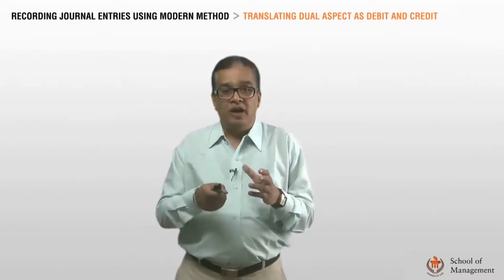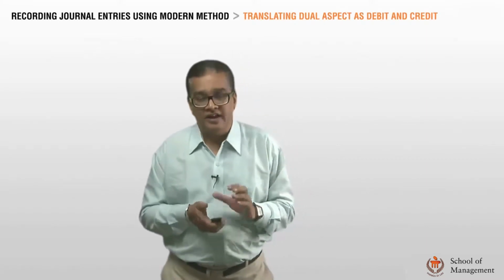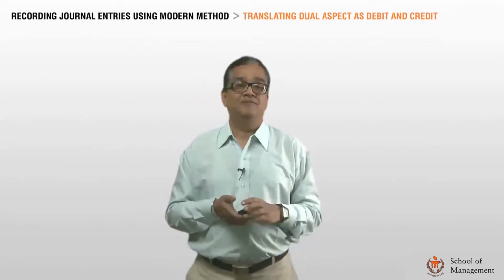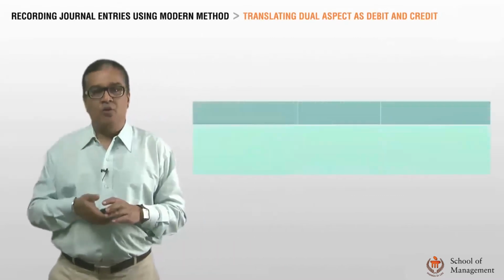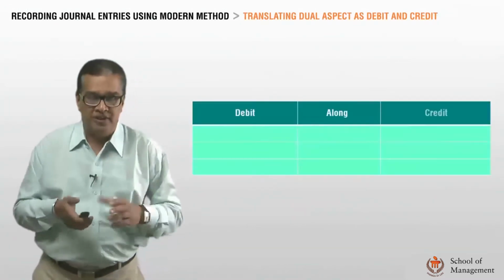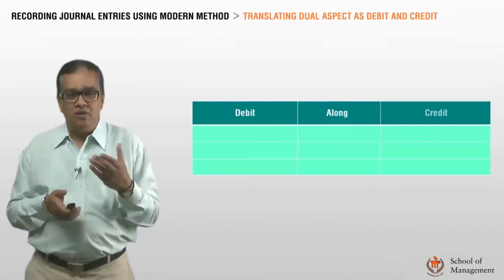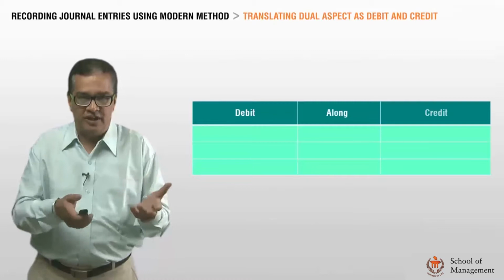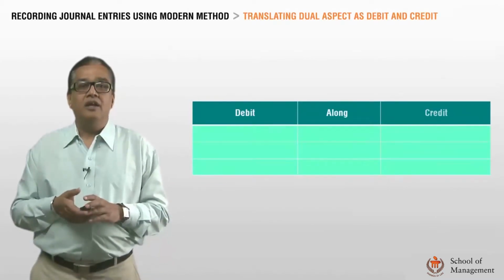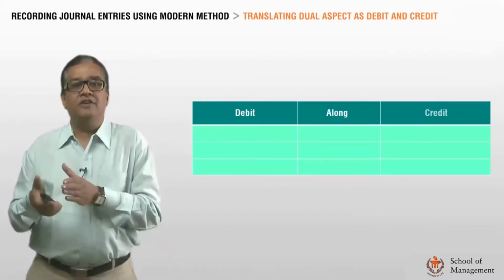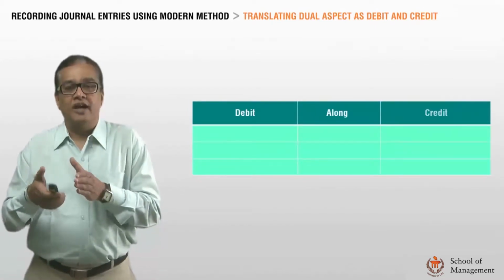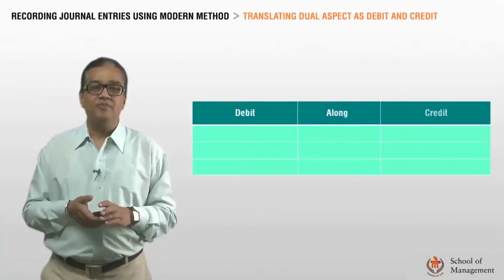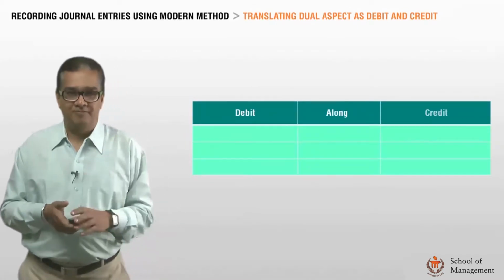This dual outlook which we saw is to be converted in technical terms in accounting known as the debit and credit of transactions. So what we are going to do is to look at the dual outlook of the transactions that we saw earlier and see how that is converted into debit and credit. We take the first one.